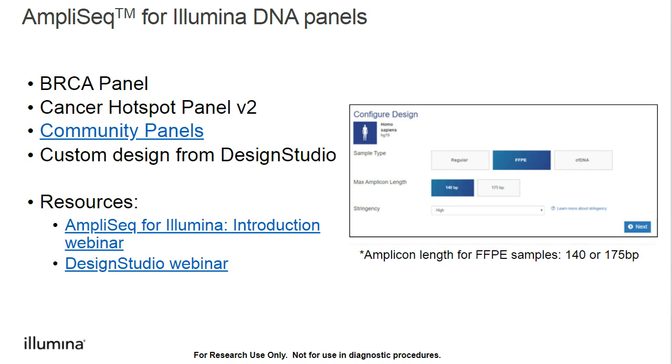Something to keep in mind for these AmpliSeq custom panels, when we select that we're working with FFPE, our amplicon length will be restricted to either 140 base pair maximum or 175 base pair maximum. We no longer have the option for the larger amplicons available when we're working with high quality DNA. And that makes sense considering that these FFPE samples contain fragmented DNA. We don't want to be trying to make too large of amplicons here.